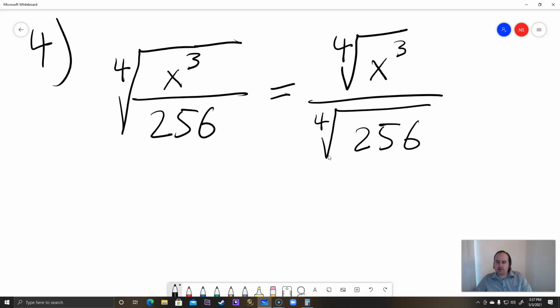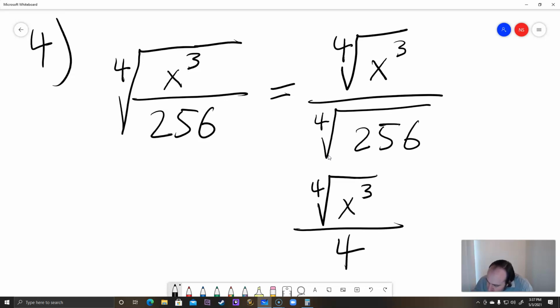And then for the fourth root of x cubed, you can't really simplify that. Nothing's going to cancel out there. It's really the same as x to the 3/4, but they want you to leave it as a radical in this problem. So we're going to leave it as the fourth root of x cubed on the top, and then on the bottom, we're going to have 4. So we have the fourth root of x cubed over 4.